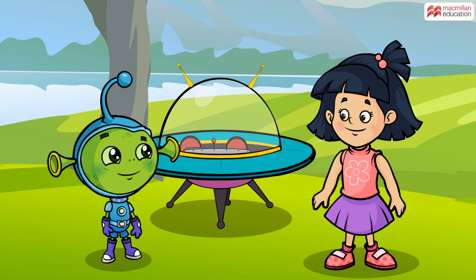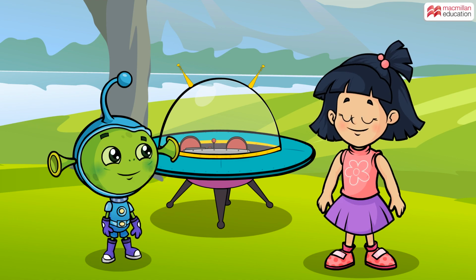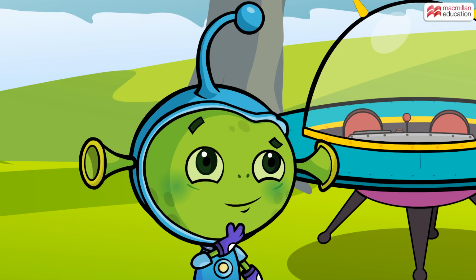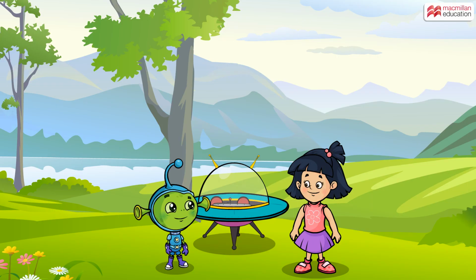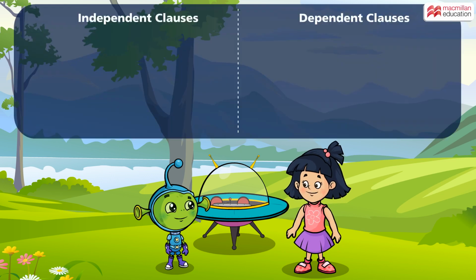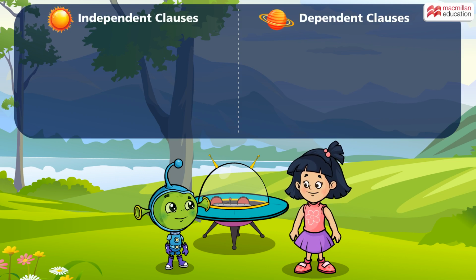Did you know? Clauses are like the sun and the planets. Clauses are groups of words which contain a subject and a predicate, right? How are they like the sun and the planets? Well, you know, there are two types of clauses, right? Independent and dependent clauses. Independent clauses are like the sun, while dependent clauses are like the planets.